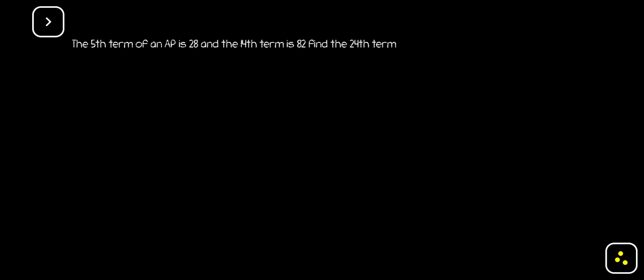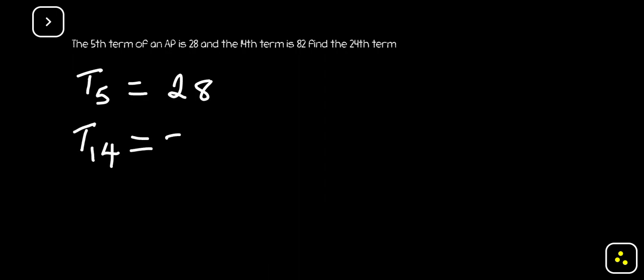Now the question here is: the fifth term of an AP is 28 and the 14th term is 82. Find the 24th term. All the information they give us is that the fifth term is 28, so T5 is equal to 28, and the 14th term, T14, is equal to 82. We do not know the 24th term.